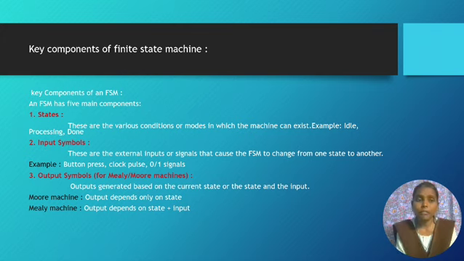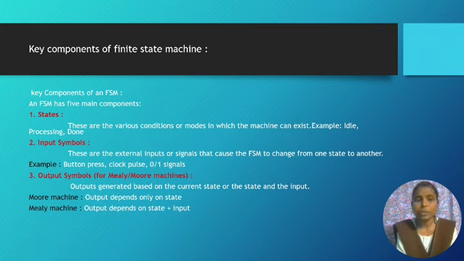Key components of an FSM. An FSM has five main components. Number one, states. These are the various conditions or modes in which the machine can exist, for example, idle or processing done. Number two, input symbols. These are the external inputs or signals that cause the FSM to change from one state to another state, for example, button press, clock pulse, or 0 and 1 signals.